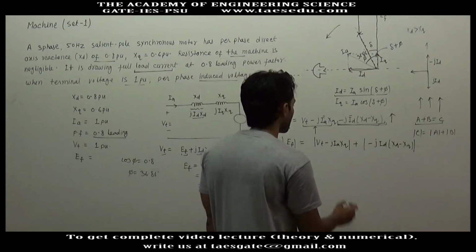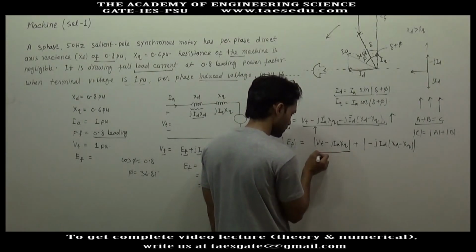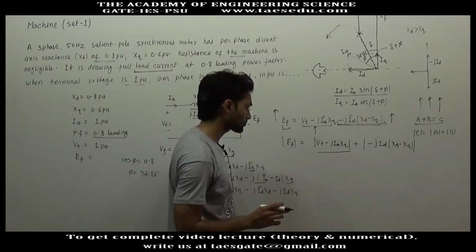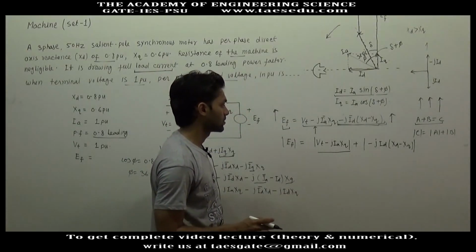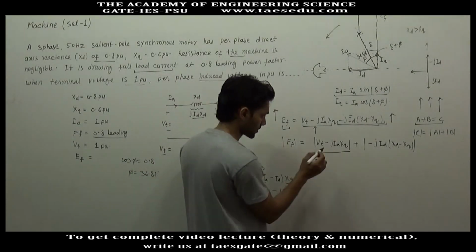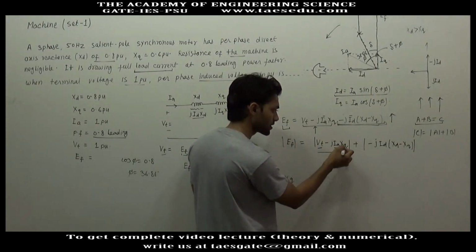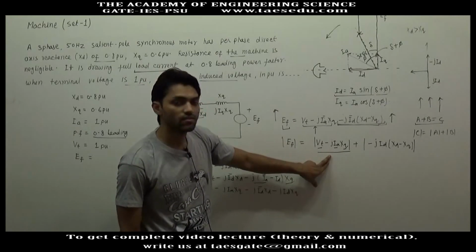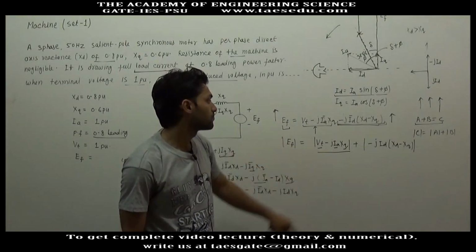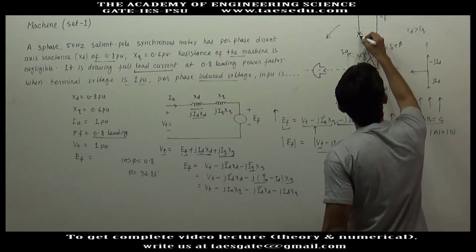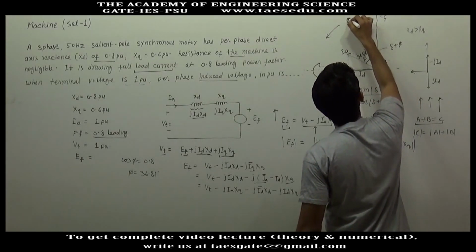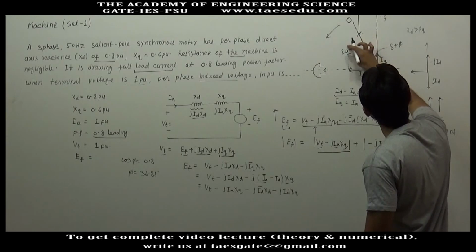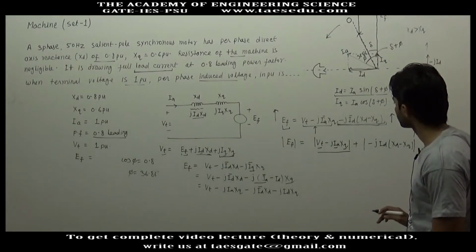Okay, so now let us first find out this vector. After finding out this vector, because in this vector Vt is known, Ia is known, and XQ is also known, so this vector can be found out. The direction of this vector will also be found out. Let's say Vt is reference, this is 0 degree. The clockwise direction will be negative, anti-clockwise direction will be positive.